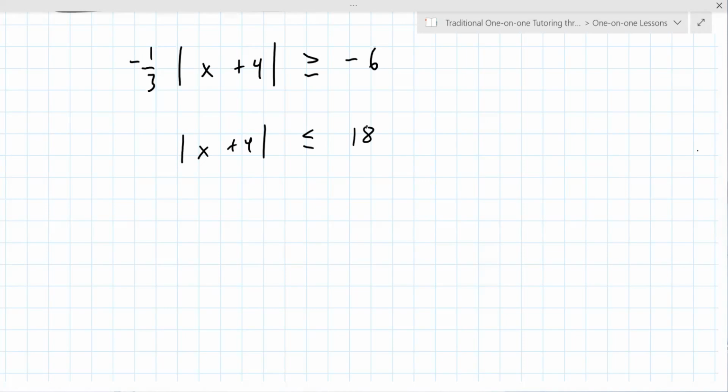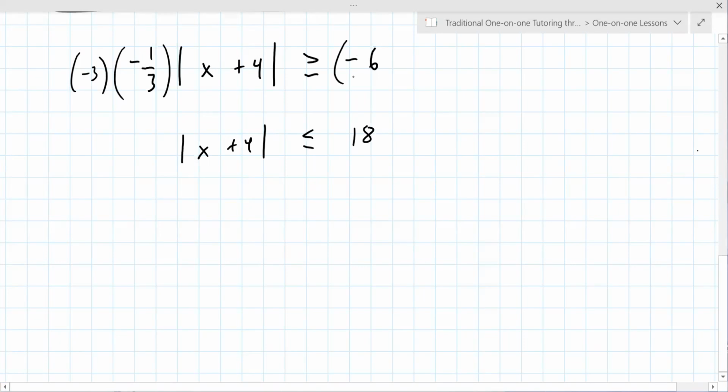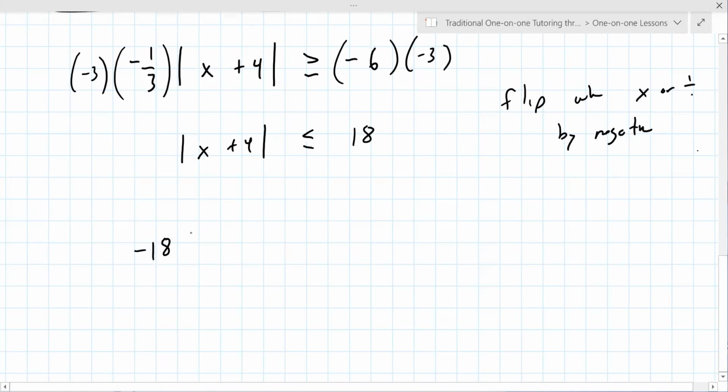All right, I guess I'm a little bit confused. Okay. Did you multiply both sides by -3? Yes, that got me x plus 4 is greater than or equal to 18. But you have to flip the sign when you multiply or divide by a negative. Oh, right. So you flip when you multiply or divide by a negative. And then I write -18 is less than or equal to x plus 4, which is less than or equal to 18.